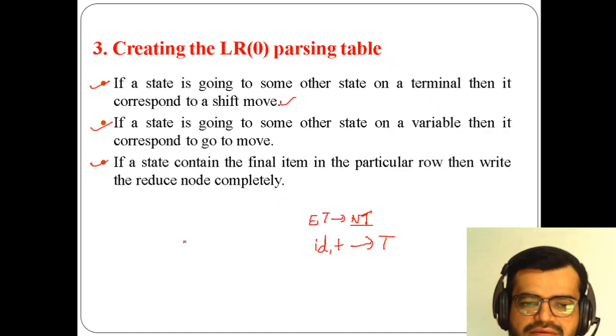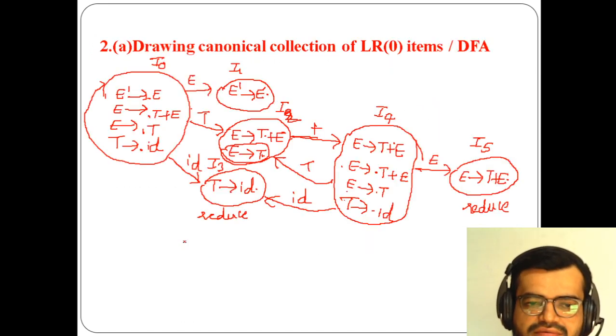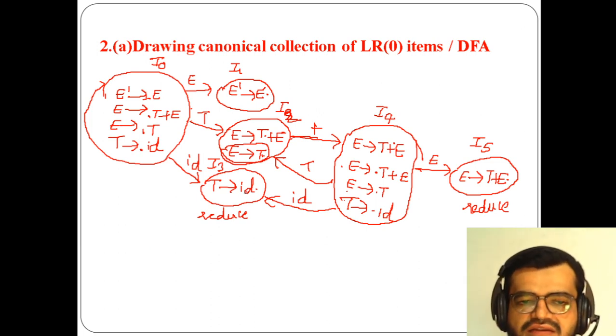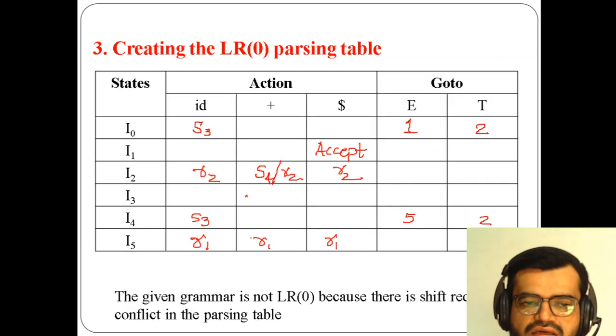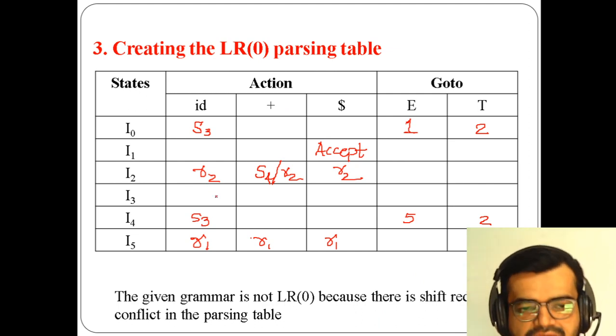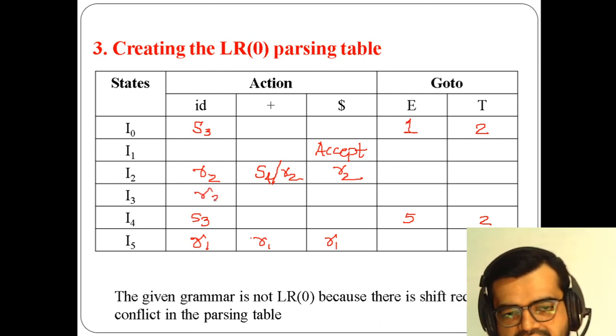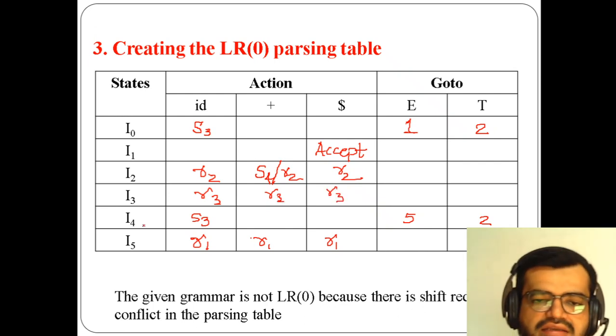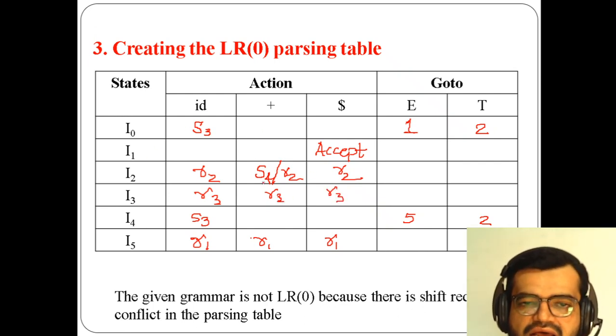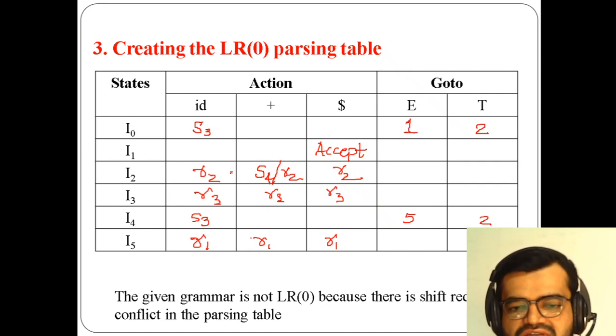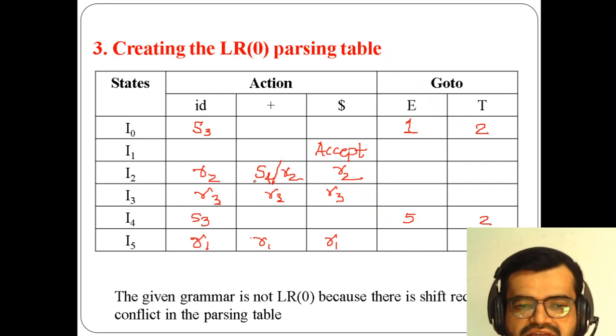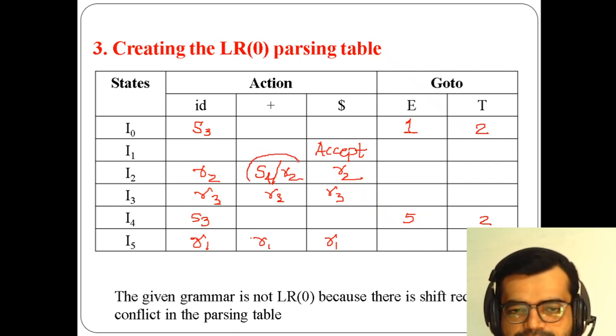And what is the final one? The final one is this one, T of ID dot. So which state is it? I3. Okay, in I3. So which number is it? R3. So I am writing R3, R3, R3. Now this is your LR of 0 parsing table. Now with this, can you say that this is LR of 0? No. Why? Because there is a problem in this one.